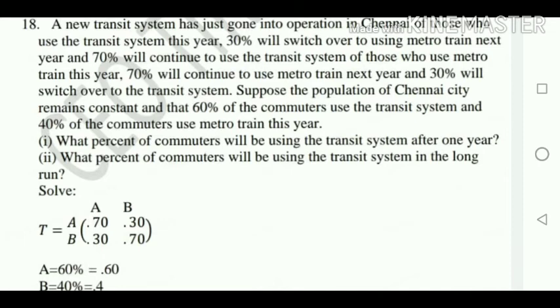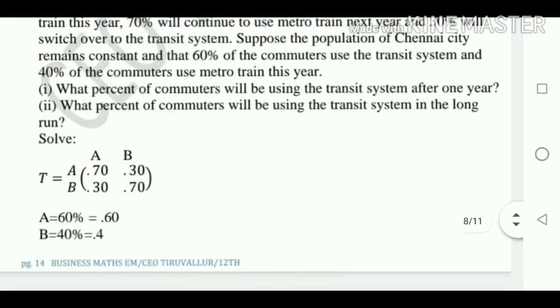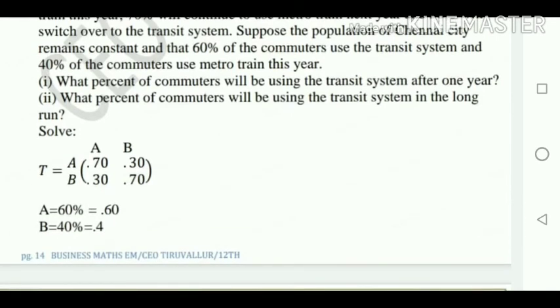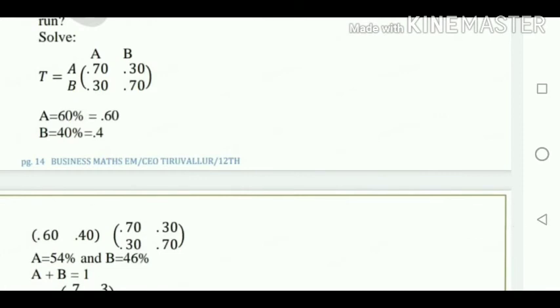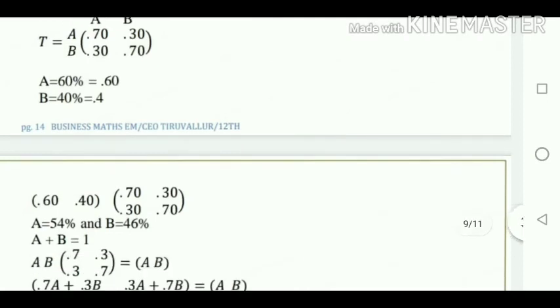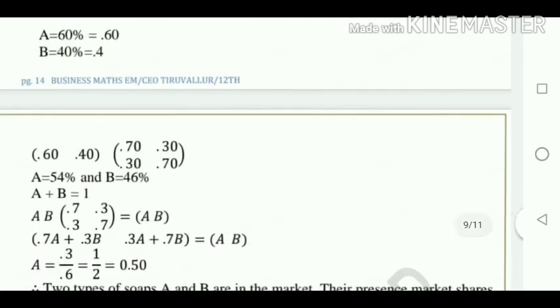Suppose the population of Chennai city remains constant and 60% of the commuters use transit system and 40% of the commuters use metro train system. Here A equal to 60% means 0.6 and B equal to 0.4, it is 40%. So take this as initial data, that is 60-40 into the transition probability 70-30 and 30-70. So if you multiply by row and column, you are getting the value 0.7A plus 0.3B, 0.3A plus 0.7B equal to AB.